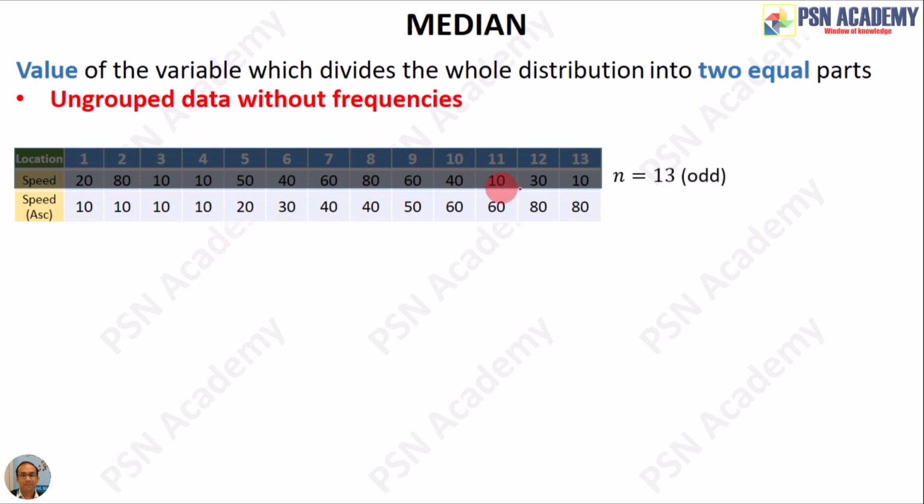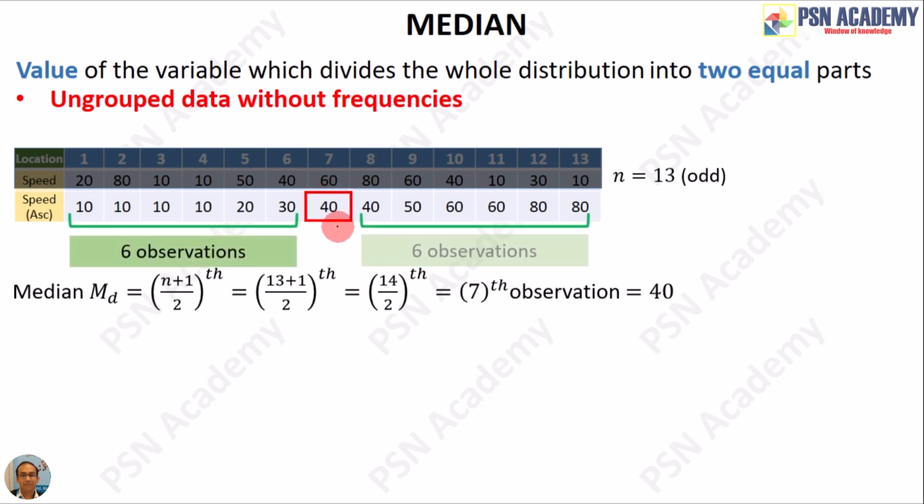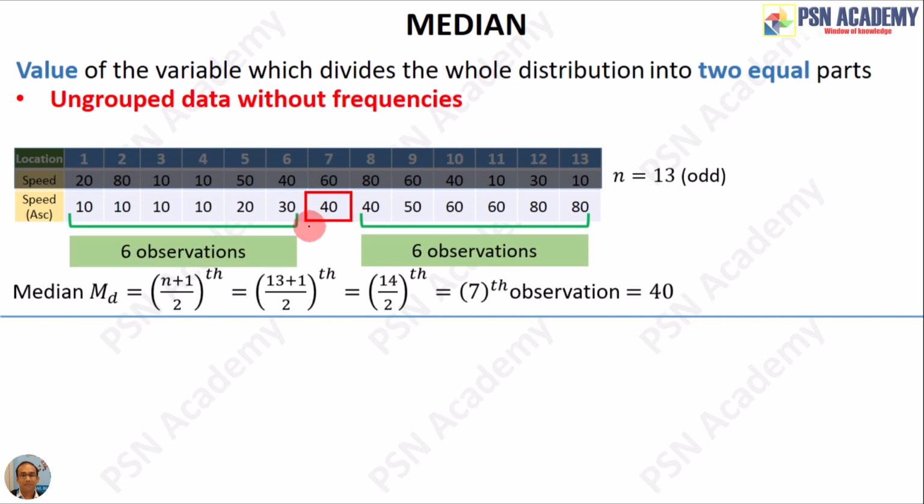Here we have n equal to 13, that is odd, and later we will deal with n when it is even. We have this formula for finding the median when n is odd. It is the value corresponding to the (n plus 1) by 2th observation. Here n is 13, so 13 plus 1, that is 14, by 2, that is the 7th observation, and you get this. That means 40 is the median of this ungrouped data without frequencies. You notice here that on the left hand side of the median there are 6 observations as well as 6 observations on the right hand side.